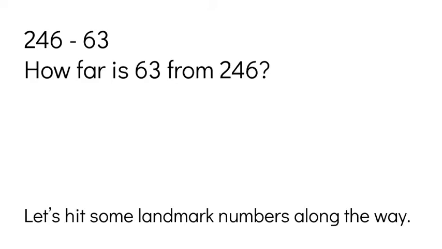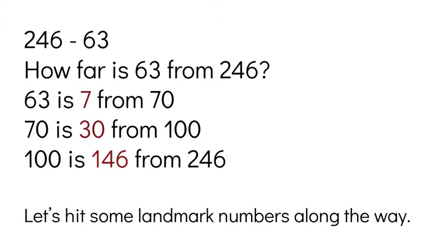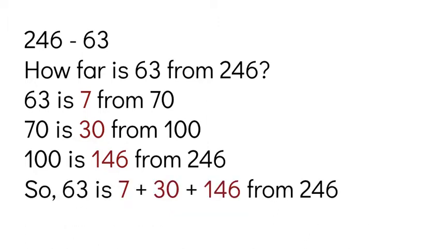Let's do something that's a little further apart. We have 246 minus 63. So again, I can ask myself, how far is 63 from 246? And I'll hit some landmark numbers along the way. So 63 is 7 from 70. 70 is 30 from 100. And then 100 is 146 from 246. So that combined distance is that jump of 7, 30, and 146.